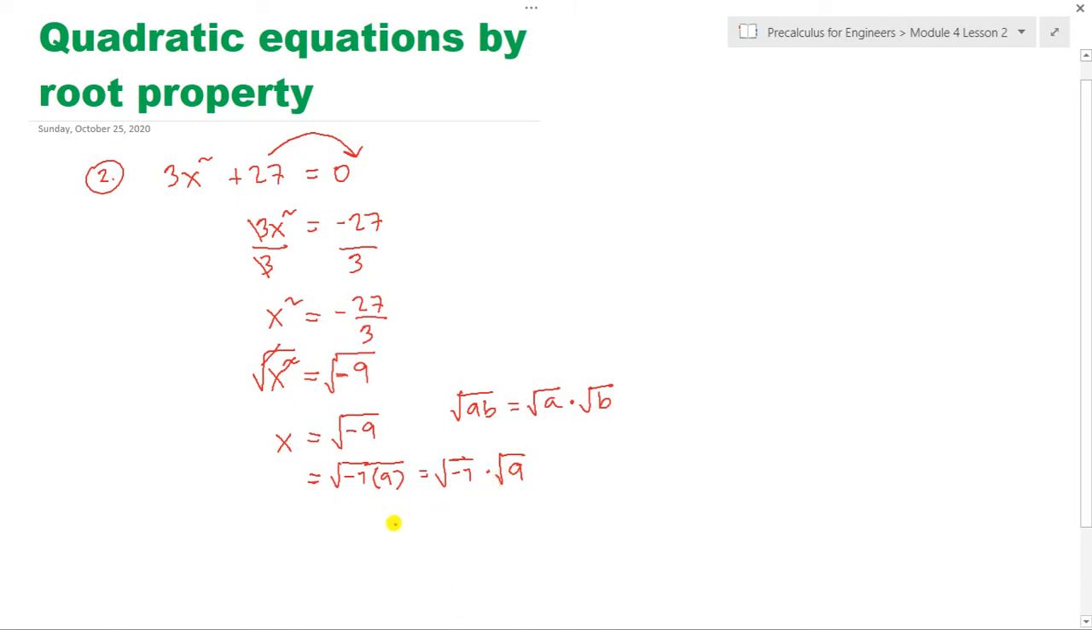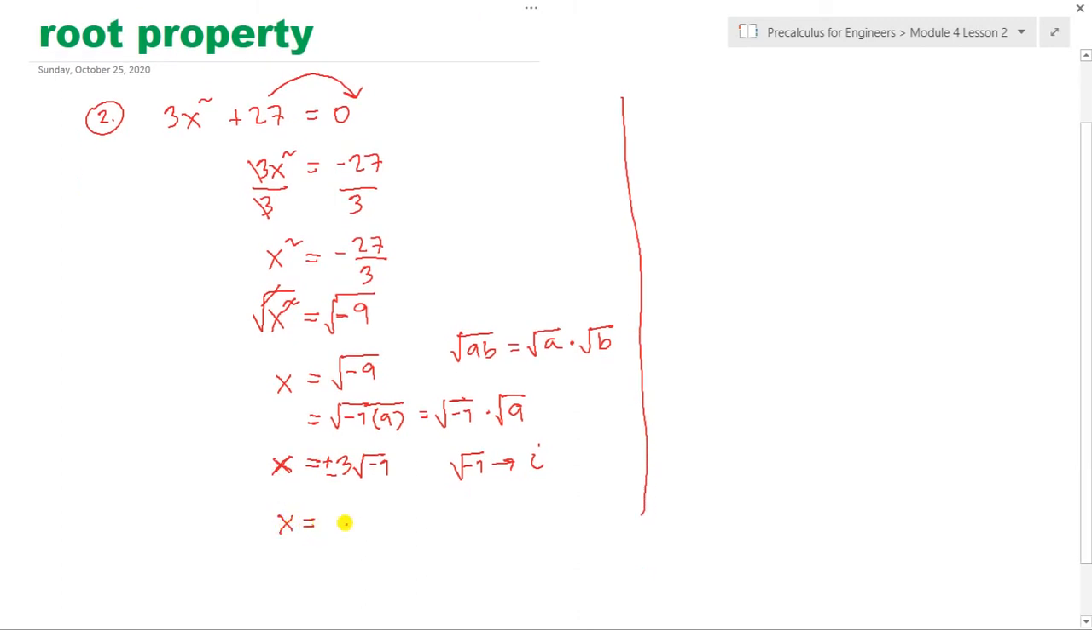So here, what is the square root of 9? We all know that the principal square root of 9 is positive 3. So we have here plus and minus 3 times the square root of negative 1. And remember, the square root of negative 1 is an imaginary number represented by the variable i. So that is its representation. So our final answer is x is equal to plus or minus 3i. So here, our solution is an imaginary number.